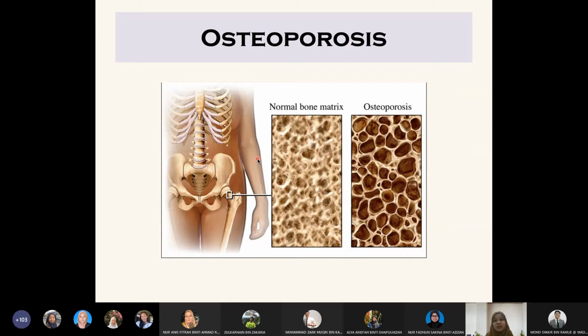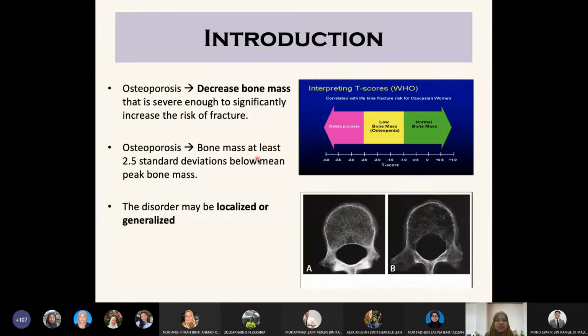So we will start with the first topic, which is osteoporosis. I think you have heard about osteoporosis before. It's quite common. It is defined as decreased bone mass that is severe enough to have a risk of fracture, meaning that a simple injury, a simple fall or low impact injury will contribute to fracture. This is called osteoporosis. The World Health Organization, WHO, defined osteoporosis as bone mass at least 2.5 standard deviations below mean peak bone mass.